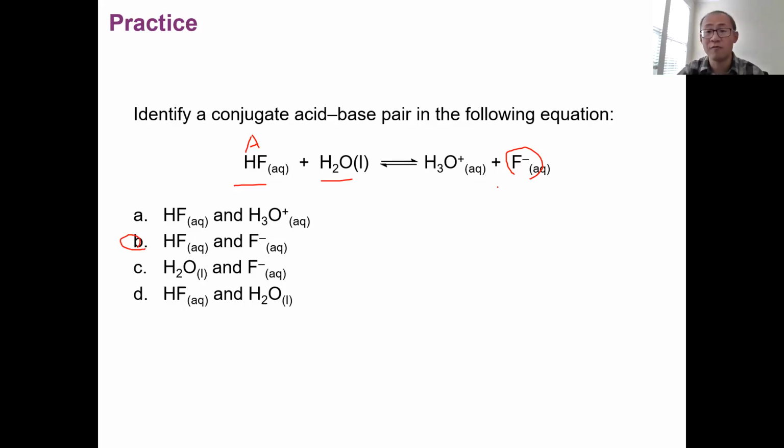Another pair, of course, is water and hydronium ion. They're a conjugate base and acid pair. So HA, remove a proton, becomes A minus. That's the conjugate acid and base pair. Okay, answer is B.